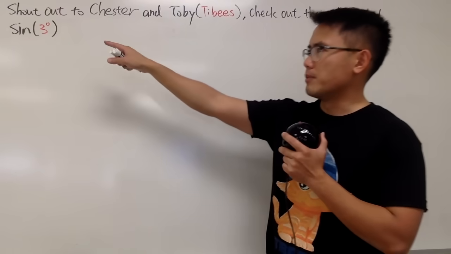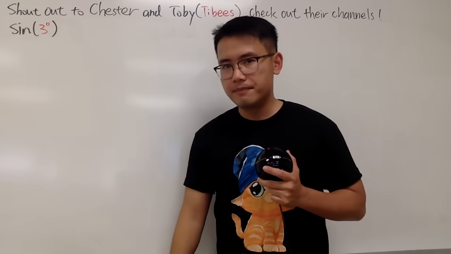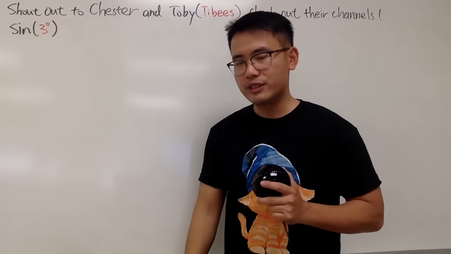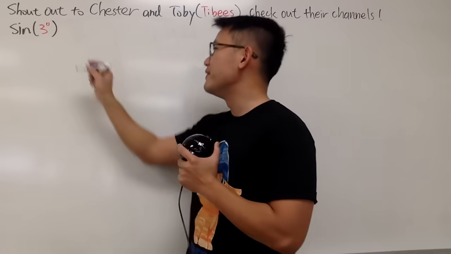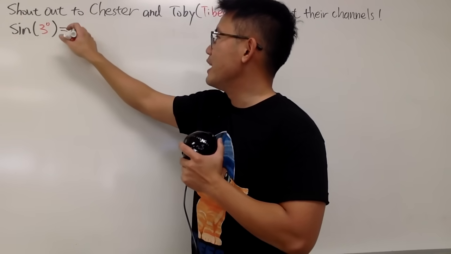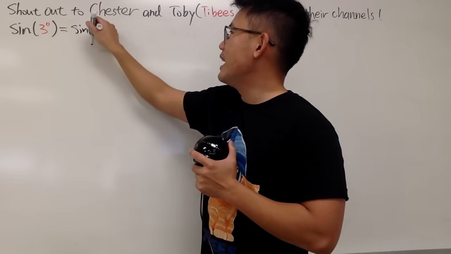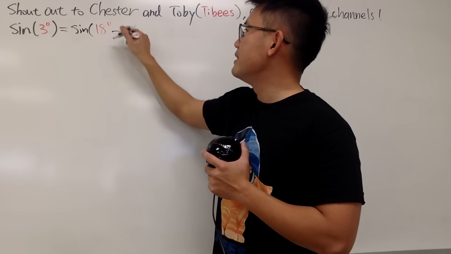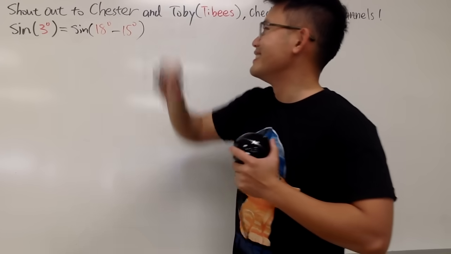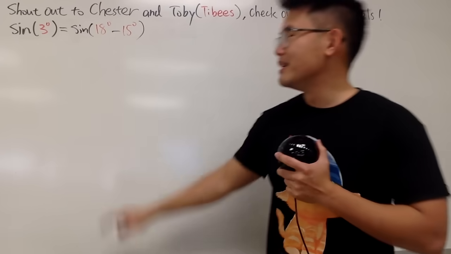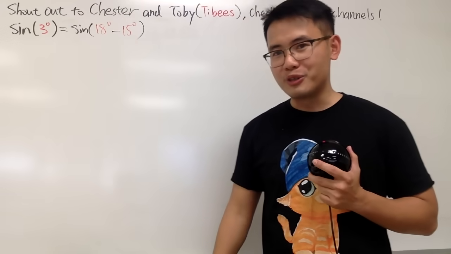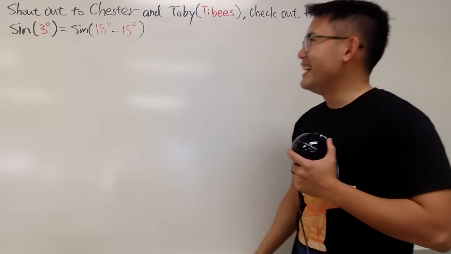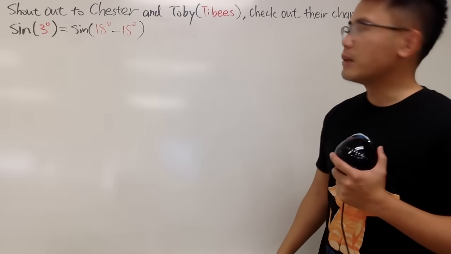Now, let's talk about sine of 3 degrees. Everybody knows 1 plus 1 plus 1 equals 3, but I know 18 minus 15 is equal to 3. So let's look at sine of 3 degrees as 18 degrees minus 15 degrees. And the reason is because both the 15 degrees and also the 18 degrees are special angles. You'll see why. Anyway, as I promised, I'll show you guys the proof.